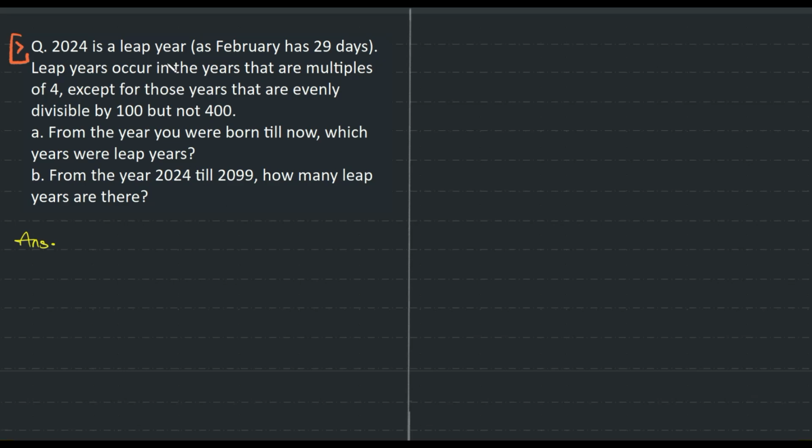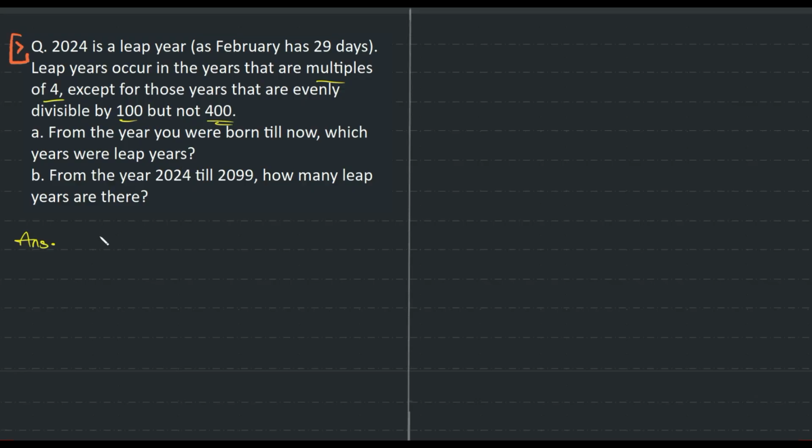2024 is a leap year, as February has 29 days. Leap years occur in the years that are multiples of 4, except for those years that are evenly divisible by 100 but not by 400. From the year you were born till now, which years were leap years?